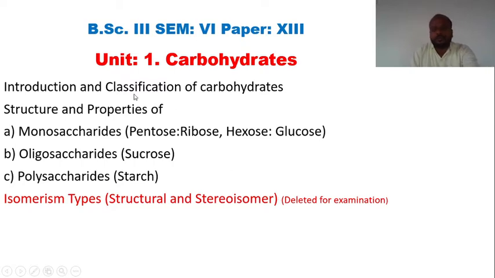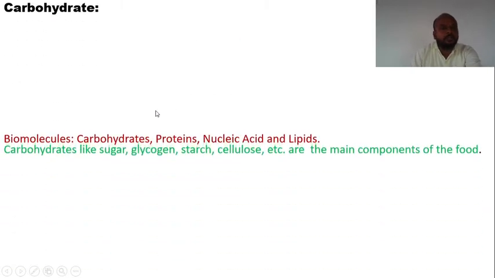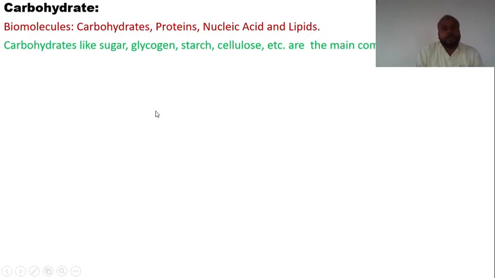Here, first we go with the introduction of carbohydrates. You know there are different biomolecules, for example carbohydrate, protein, nucleic acid and lipid. All these four biomolecules are in your syllabus, but today we are discussing carbohydrates. A carbohydrate is a sugar in plants, or glycogen in animals, and starch and cellulose are also forms of carbohydrate, which is the main component of food.